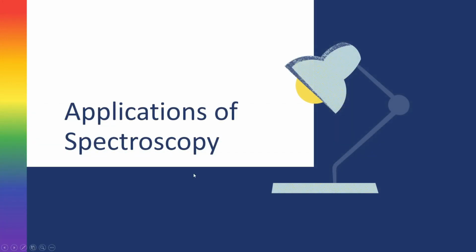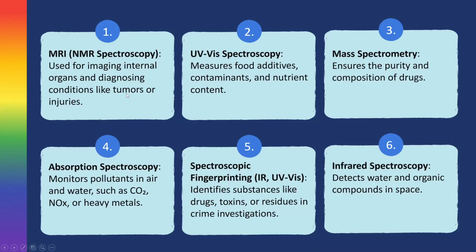Then applications of spectroscopy. Spectroscopy finds application in diverse fields. NMR, that is MRI, is used for imaging internal organs, diagnosing conditions like tumors or injuries. UV-visible spectroscopy measures food additives, contaminants and nutrient content. Mass spectrometry ensures purity and composition of drugs. Absorption spectroscopy monitors pollutants in air and water such as CO2, carbon dioxide, NOx, nitrates or heavy metals.